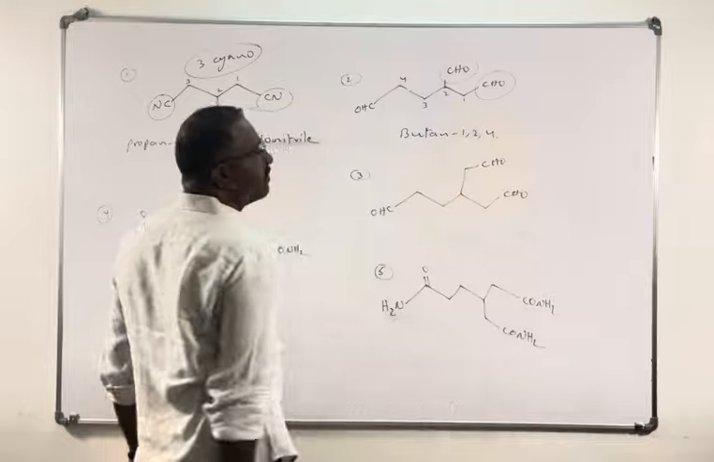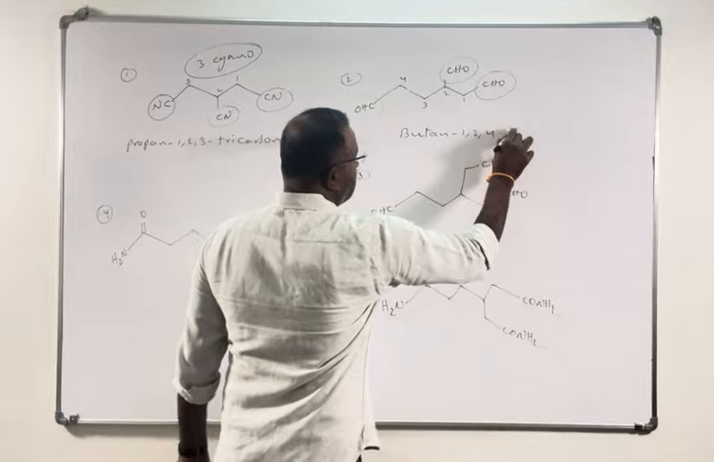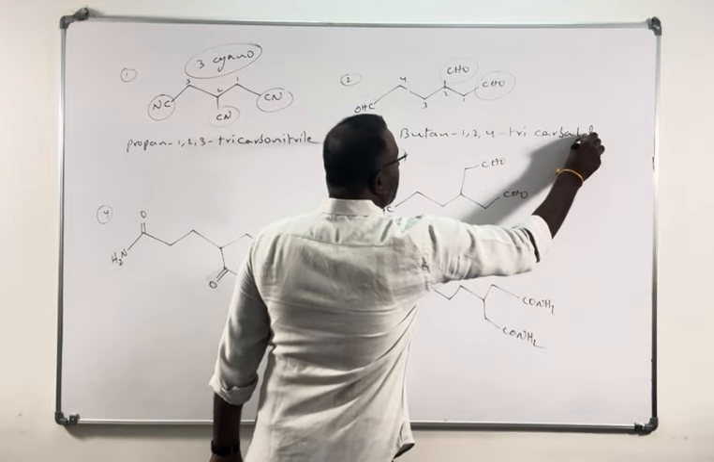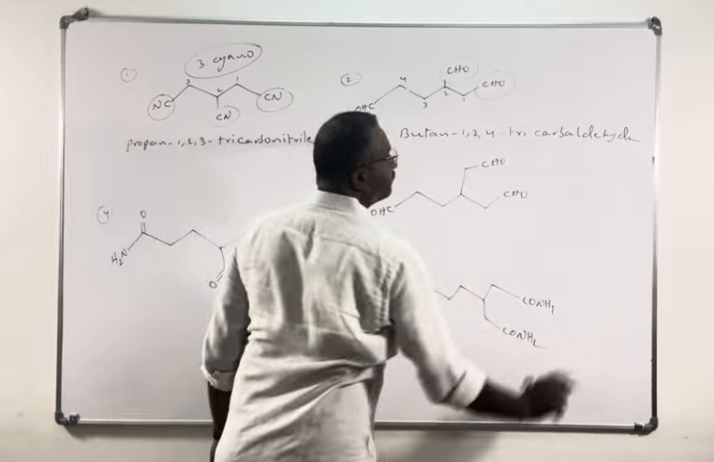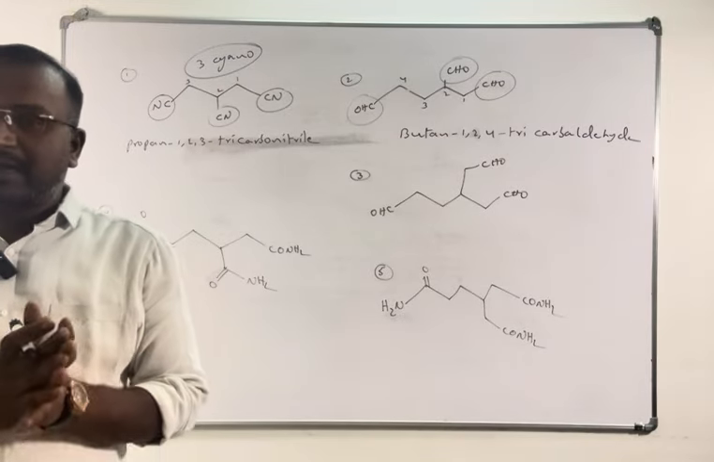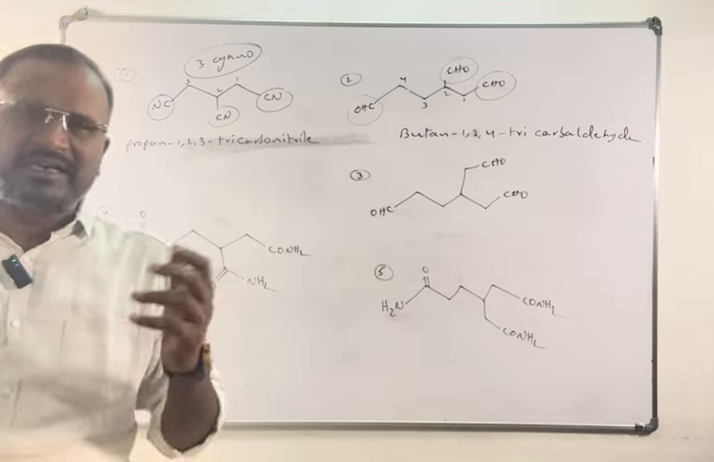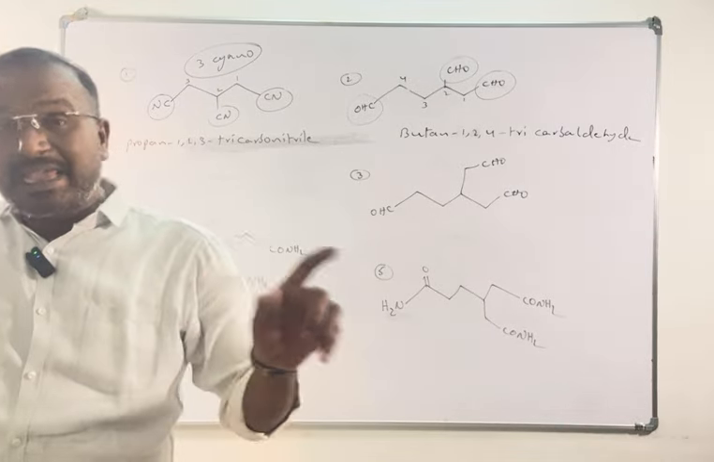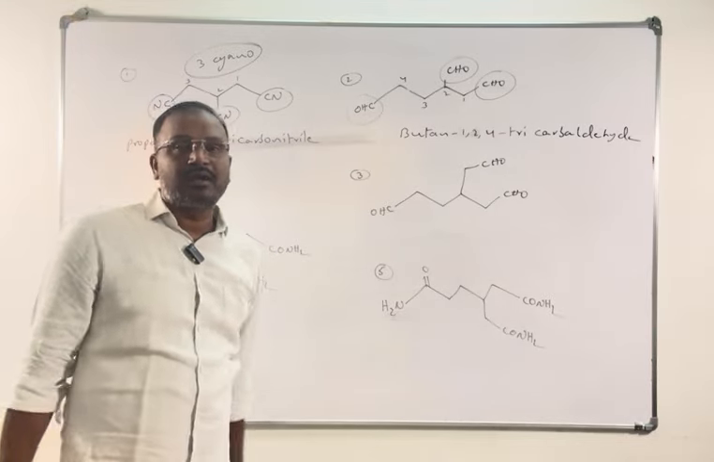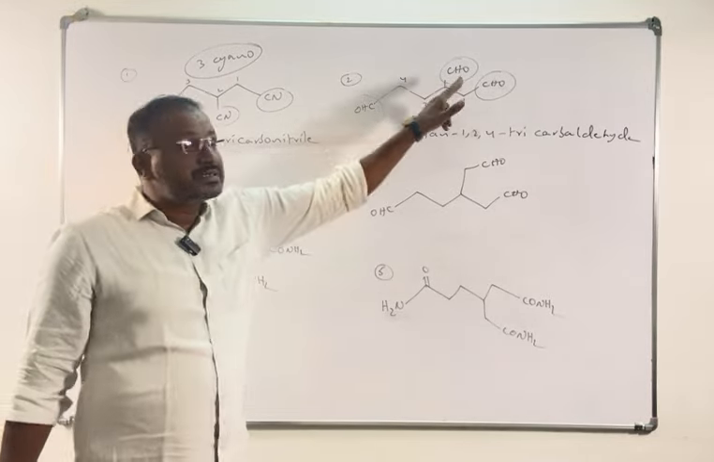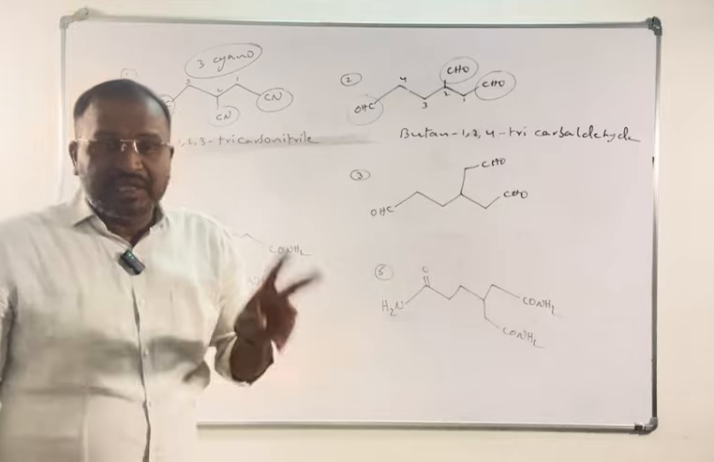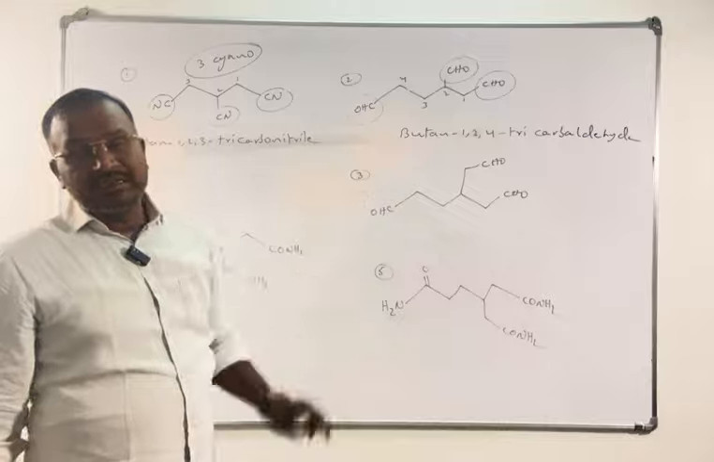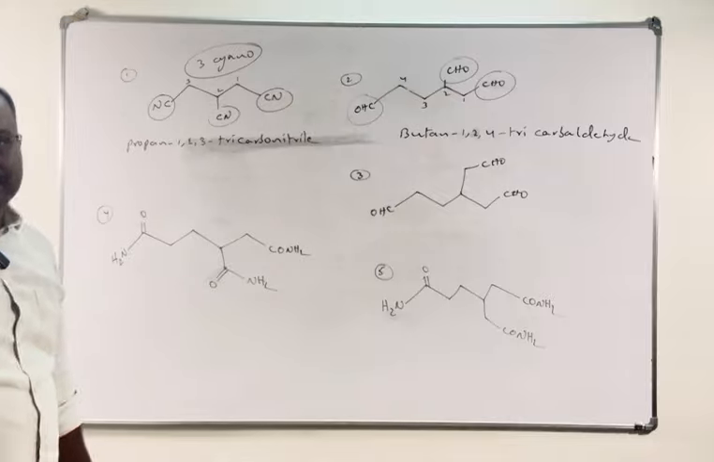So 1,2,4-tri, tricarbaldehyde we have to write. Carbaldehyde, because we cannot write al here. Generally, when a CHO group has high priority, the secondary suffix is al. But here we can't write al because the 3 groups are the same. If 2 groups are there, that is different, and I'll write that in the next video. I'm writing 3 here because all three count together.